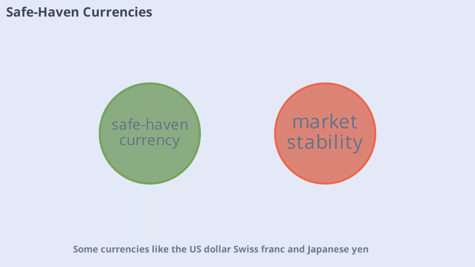Some currencies like the US dollar, Swiss franc, and Japanese yen are considered safe havens. During times of global uncertainty, investors flock to these currencies for stability. This increased demand can cause their value to rise, even if their home economies are not especially strong at the time. Knowing which currencies are safe havens can help you protect your assets during market turmoil.